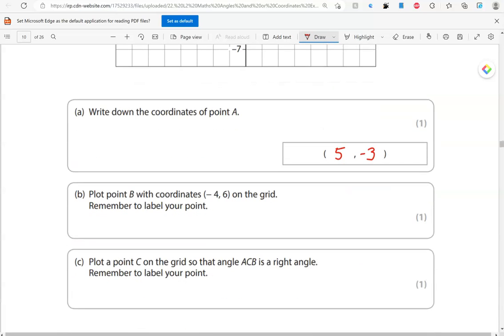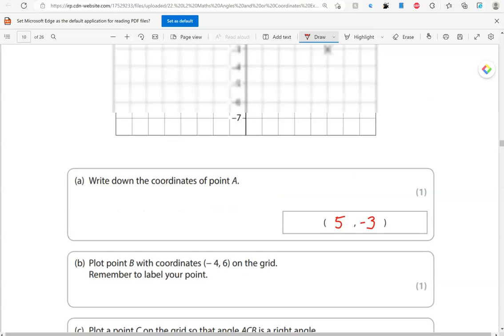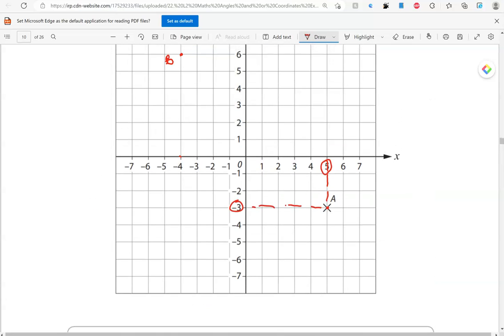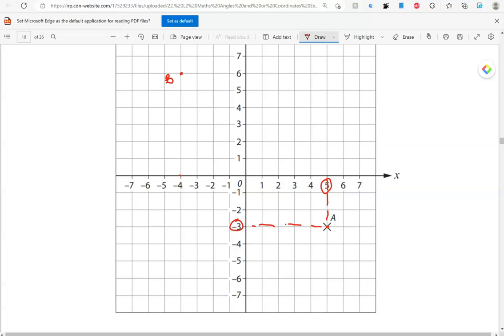Plot a point C on the grid so that angle ACB is a right angle. Remember to label your point. ACB, so we're going to plot point C. I could plot it here. So ACB will be a right angle, or I can do it here. So that's another option. I'm just going to leave it there, and I'm going to label it with C.